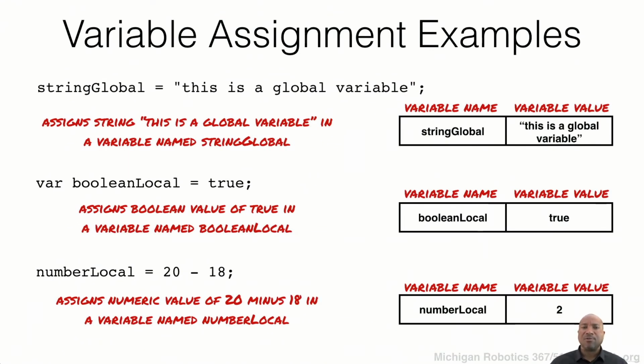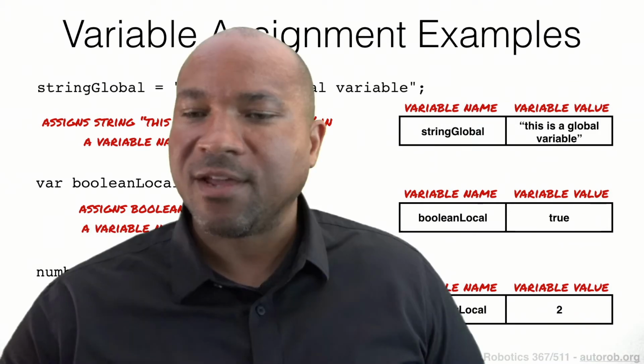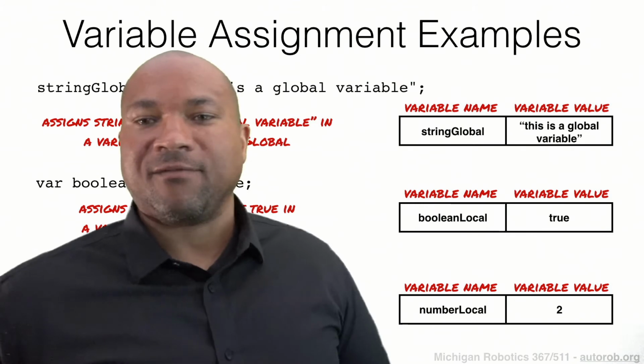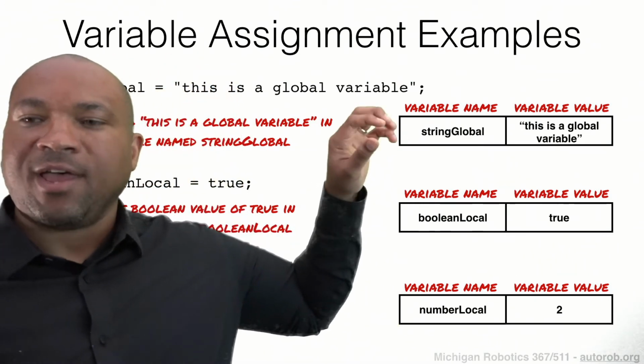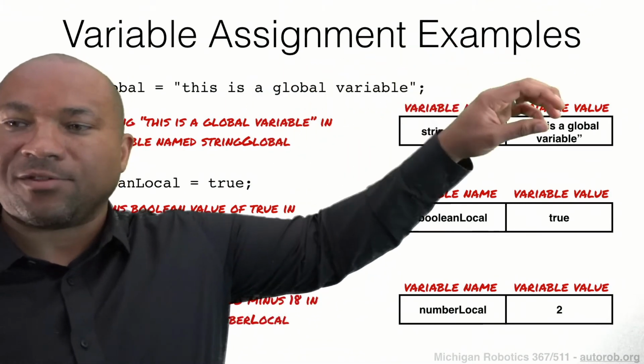If we think about what this looks like, we could think of these as small containers, and each of these assignments provides a variable name. So I'm going to pop myself up real quick. We could think of each variable name: we assign into string global, and that variable name also has an associated value.